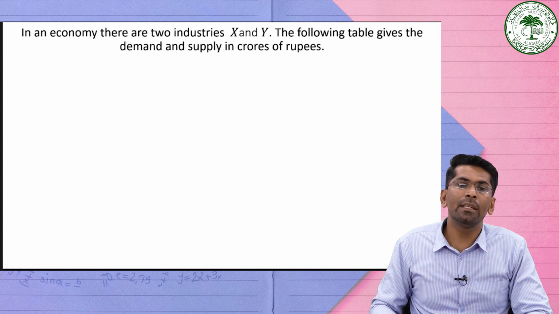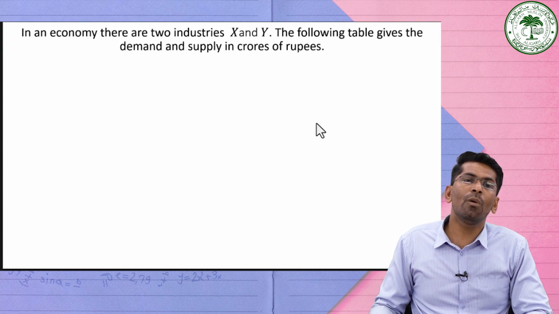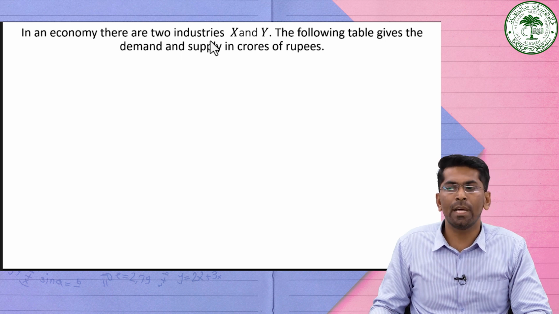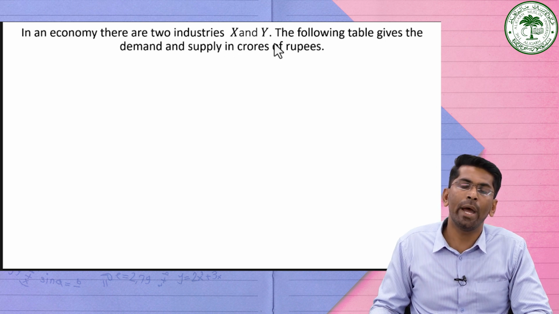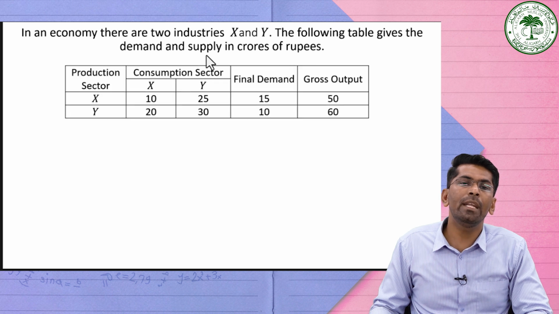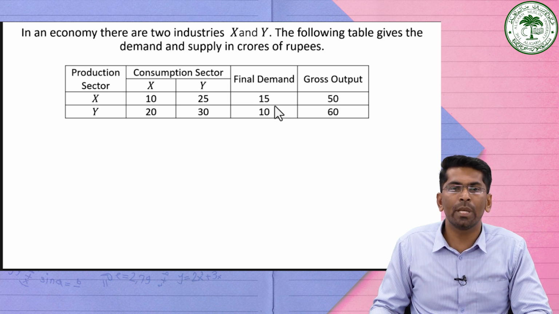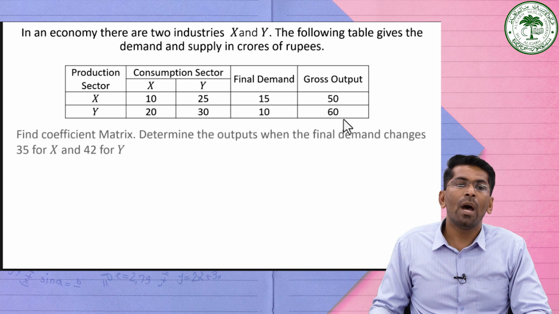Now, we are going to consider one example. In an economy, there are two industries, X and Y. The following table gives the demand and supply in crores of rupees. Here we have the producing sectors, X and Y, and the consumption sectors, also X and Y. This shows the intermediate demand, or inter-industry demand. The final demand is also given, 15 and 10, and the gross output is equal to 50 and 60.